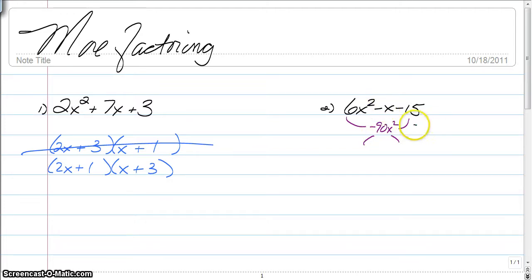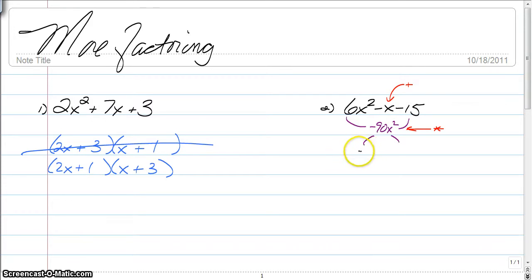Okay, so what you're going to do is you're going to multiply to that guy, and you're going to add to this guy. So negative 90 is what we're multiplying to. We're going to add to a negative 1. So it takes a little bit more work, but in the event of when you're guessing and checking, it could save you tons of time.